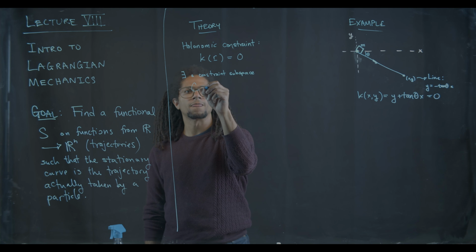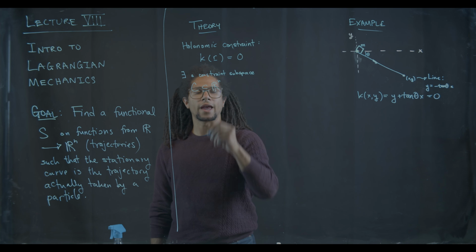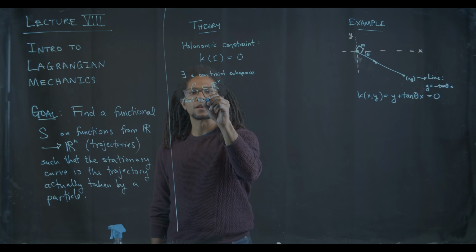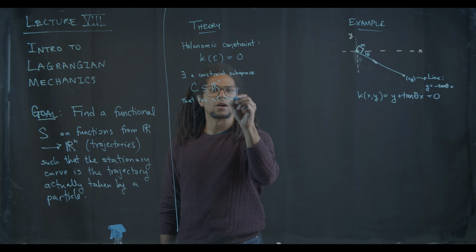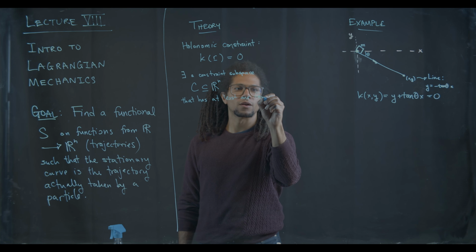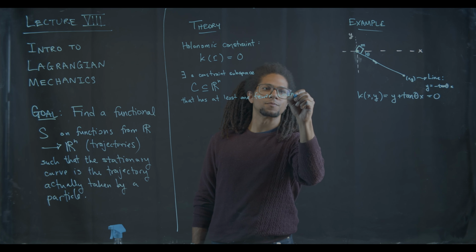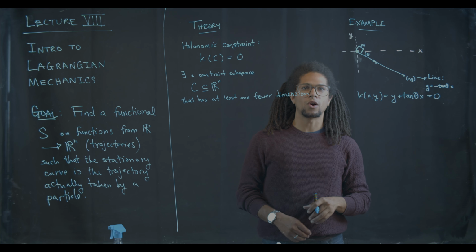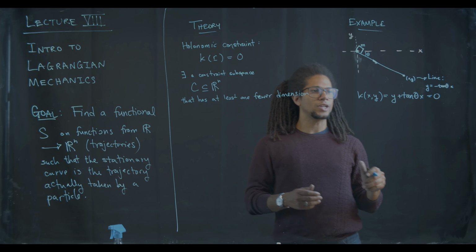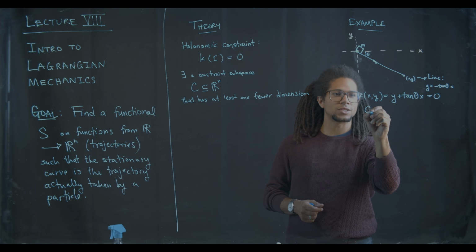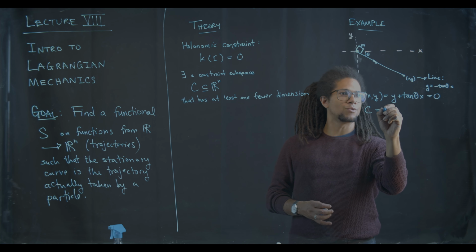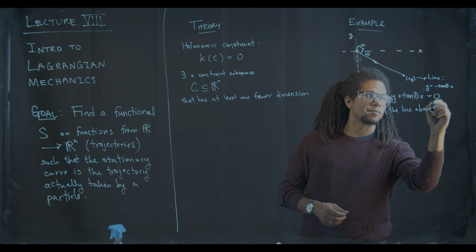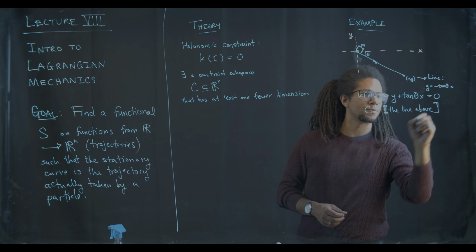How about C, which is a subset of Rn that has at least one fewer dimension. Okay, so this problem is going on in R2. My constraint subspace is exactly the points on the line. So C is exactly equal to the line above. Maybe square brackets are more appropriate here.